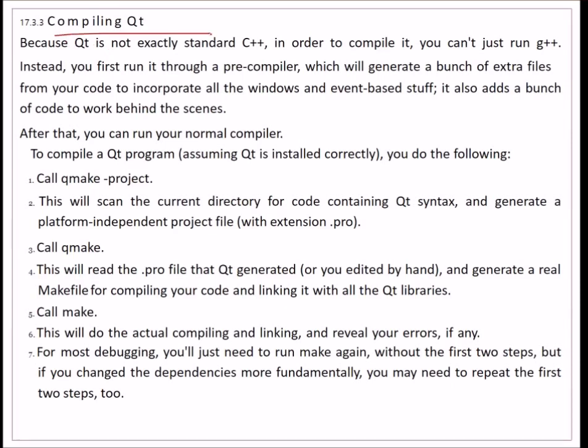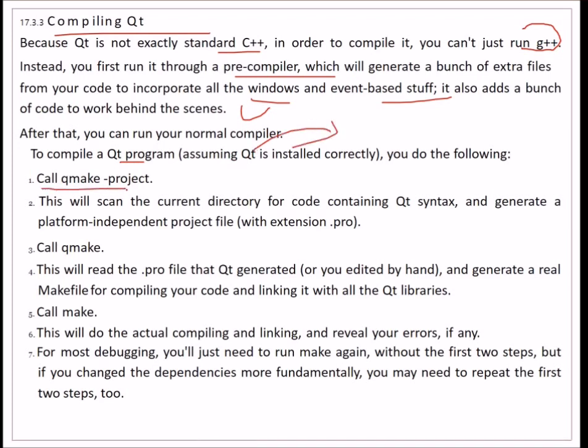Then coming to compiling Qt, because Qt is not exactly standard C++, in order to do it, you can't just go for g++, but you first run it through a pre-compiler, which will generate a bunch of extra files for your code to incorporate all the windows and event-based stuff. It also adds a bunch of code to work behind the scene. After that, you can run your normal compiler to compile a Qt program. We assume that Qt is installed correctly.